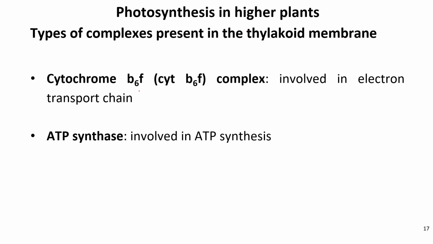Now the third complex present is cytochrome b6f. This complex is involved in the electron transport chain. And the fourth complex is the ATP synthase, which is involved in ATP synthesis. Alright, so these are all present in the thylakoid membrane.